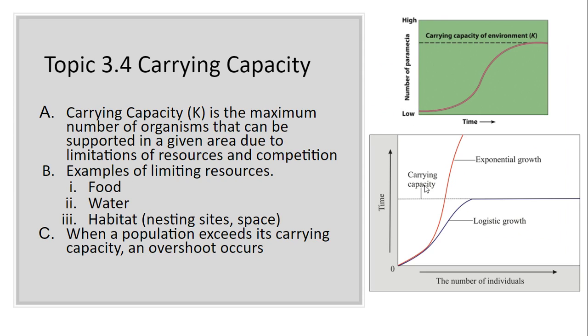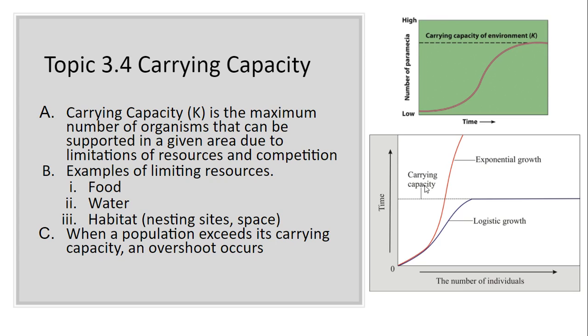So moving on to 3.4. This is carrying capacity. This is probably a word that you've heard before in other biology classes. But carrying capacity means the maximum number of organisms that can be supported in a given area due to any type of limitation of that resource or even competition. Some examples of limiting resources could be food, water, habitat, even maybe mates.